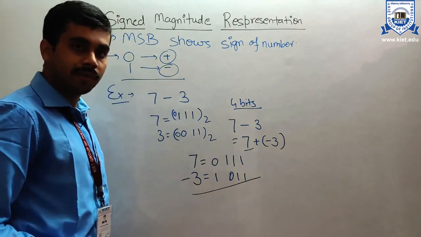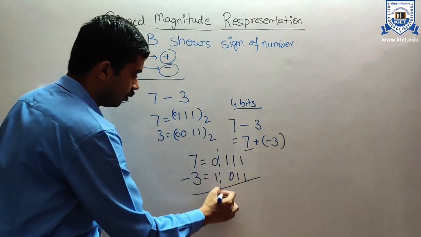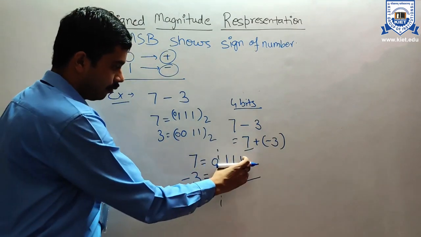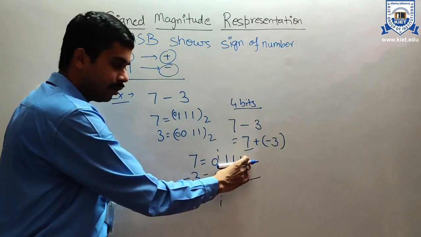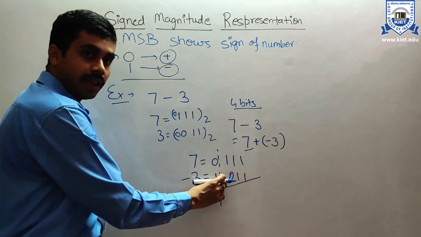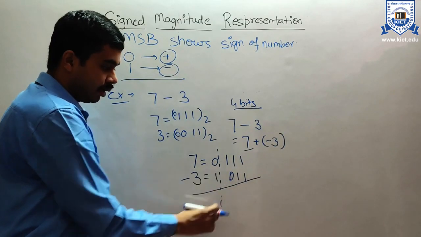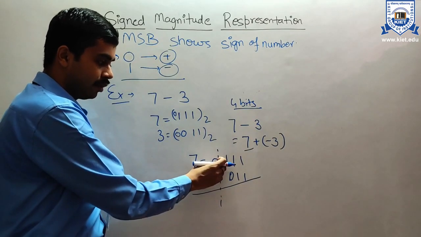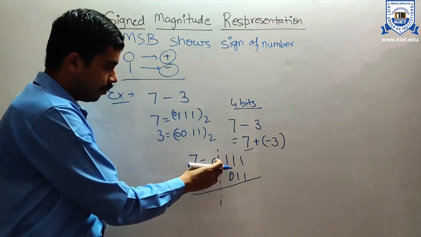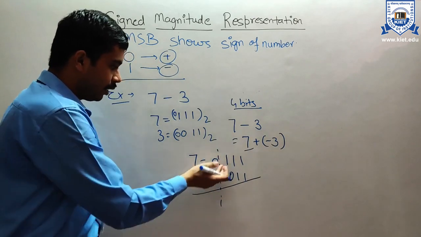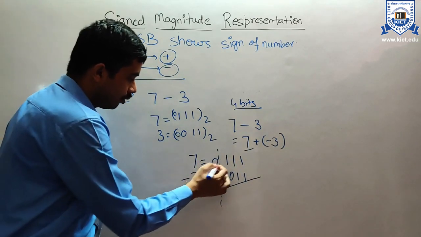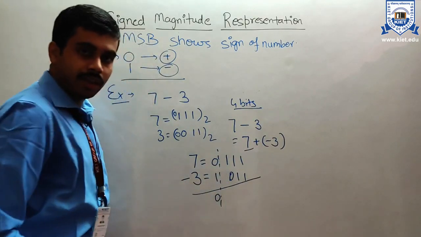Now if we perform subtraction here, we will differentiate it into two parts. First we have to perform subtraction on this, and to decide the sign of the result, we will take the sign of the higher magnitude number and put it here. Okay, so here the magnitude of 7 is greater than the magnitude of 3, so 0 sign will be there in our result.